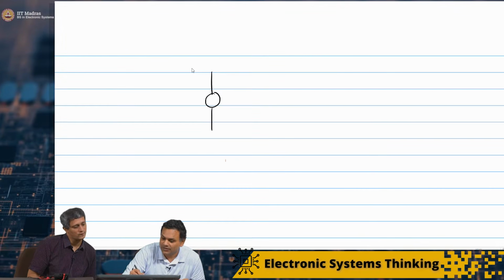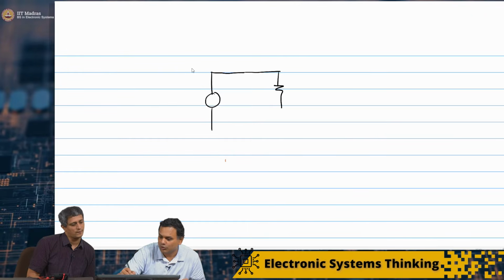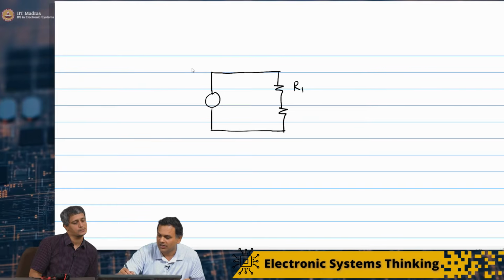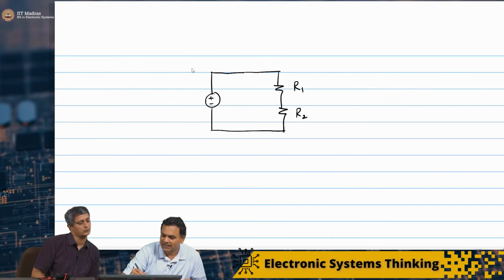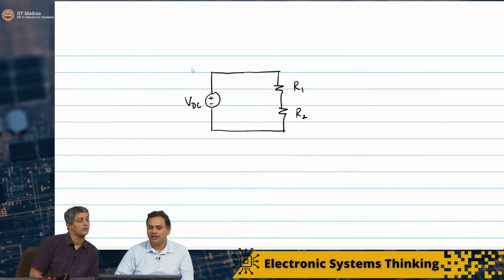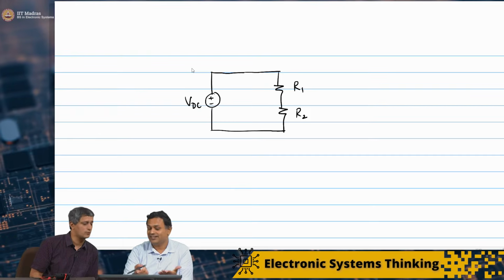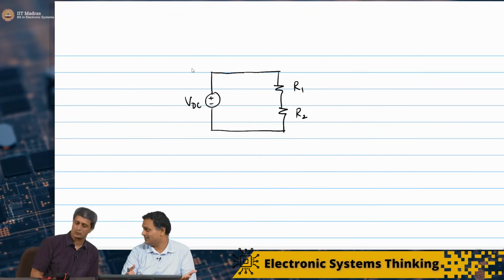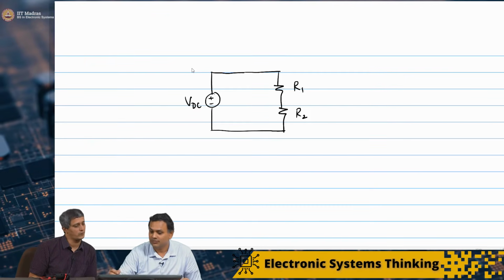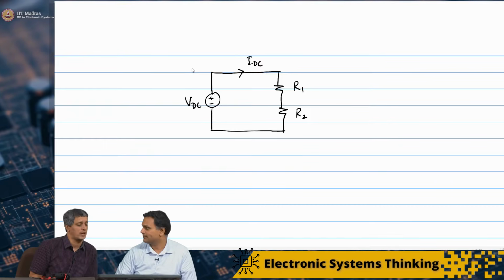I'm assuming that it's a DC voltage. You have asked me to put two resistors in series, R1 and R2, and let's assume that this is some voltage VDC. We can solve this using KCL and KVL. In this case, KVL makes sense because we have a single loop. There are no currents to distribute. So there is a single current, I'll call that IDC.